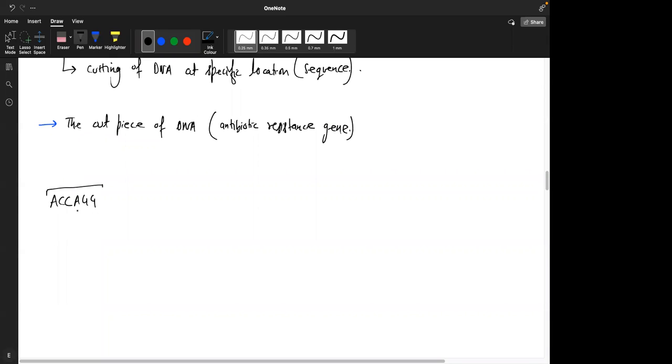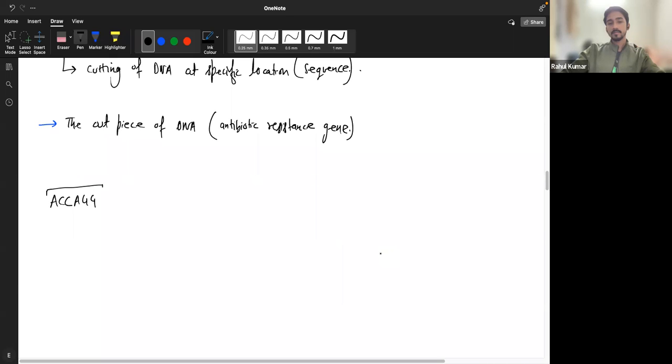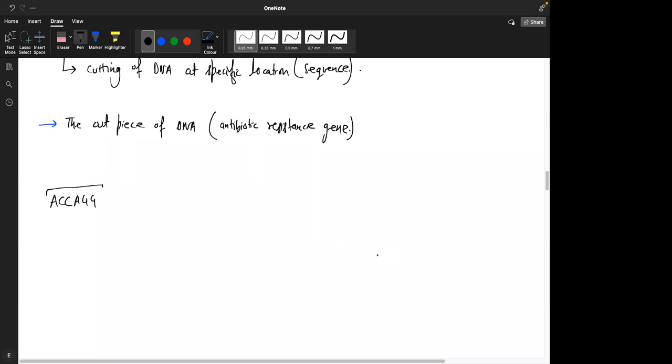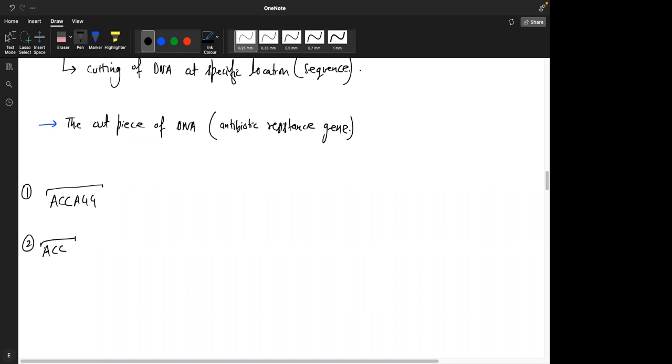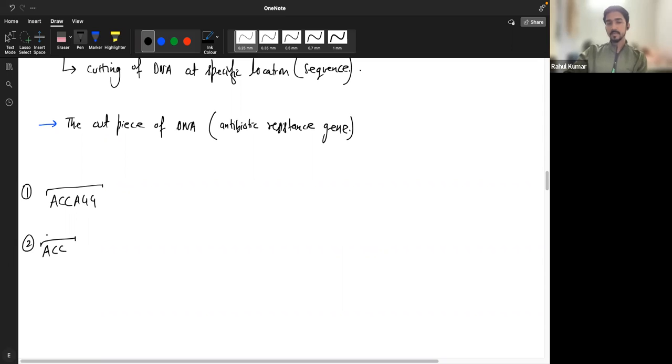So it is very low, the chance of them coming. It's very low, right? But if I say, what is the chance of ACC coming together? Is it lower or higher than this? So this is the first case, this is the second case. Whose chance of repeating is higher? ACC, right? The second case, correct?